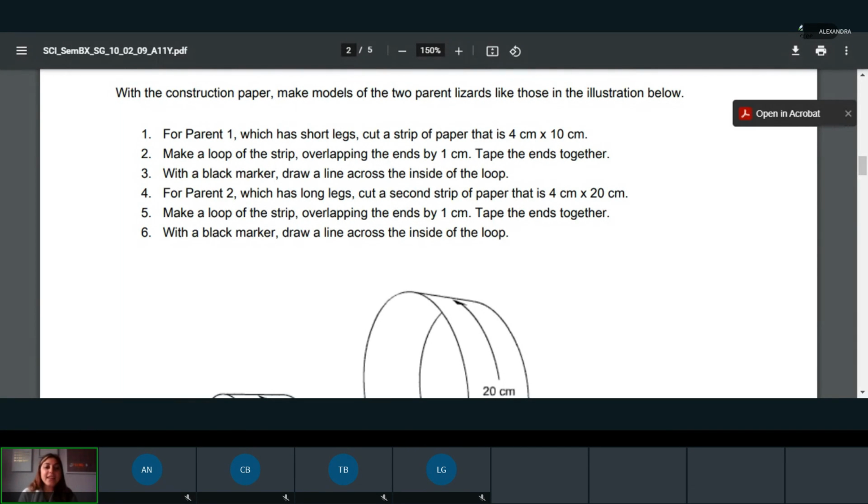Just type ready in the chat when you've got those 2 strips cut out. Wait, so now you just do 4 centimeters across, right? Correct. Okay. Again. All right, let me get my other. I have this all set up like a cooking show.